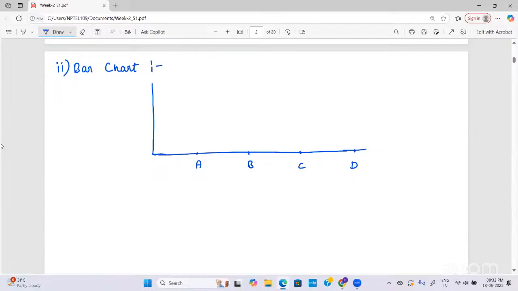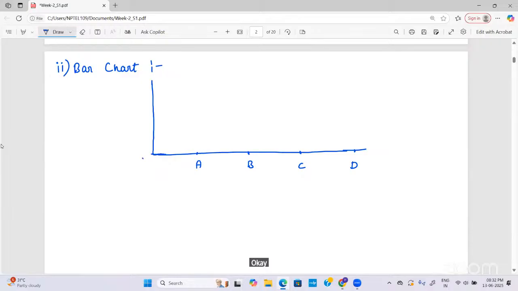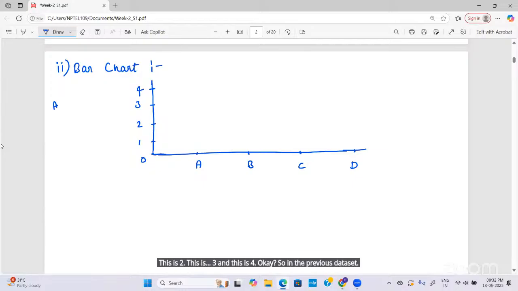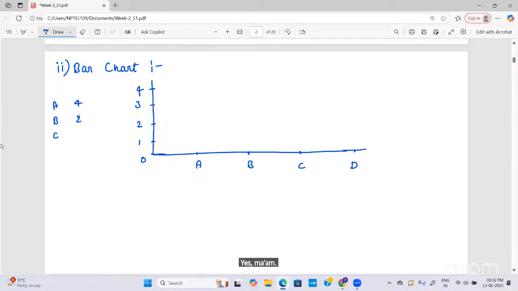Okay, so in a bar chart, what we do is represent the frequency. This is 0, this is 1, this is 2, this is 3, and this is 4. In the previous data set, the frequency of A was 4, for B it was 2, for C it was 2, and for D also it was 2. So how do we represent it? We have to make a bar.